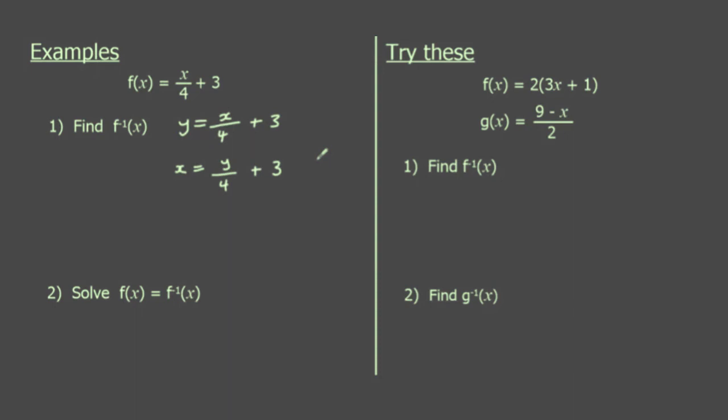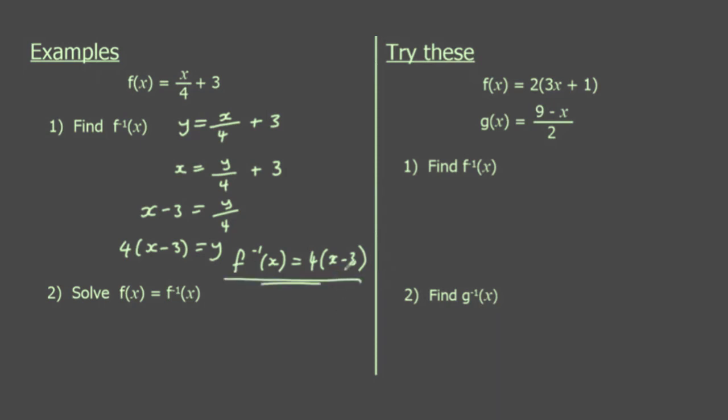So we'll subtract 3 from both sides, take 3 away from both sides. So x minus 3 equals y over 4. Then to get y by itself, multiply both sides by 4. 4 times (x minus 3) is y. So the inverse function f inverse of x is 4 times (x minus 3). We could expand the brackets, but we don't have to. We can leave it there.